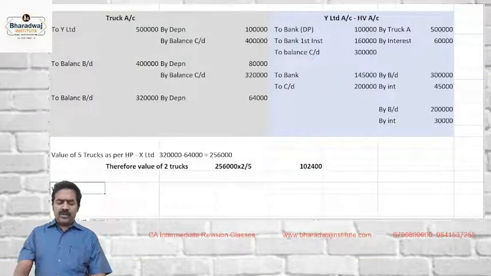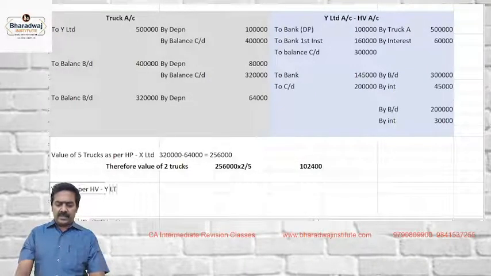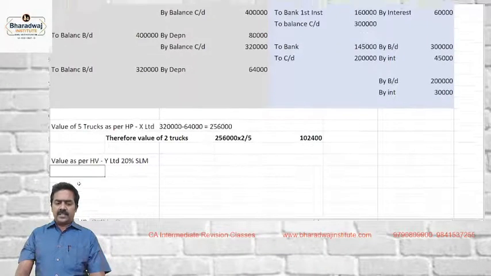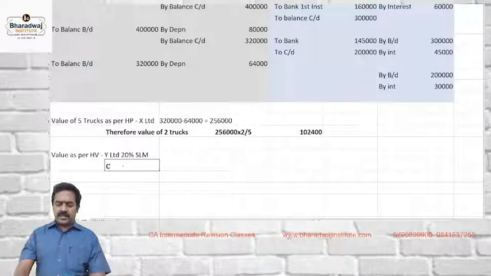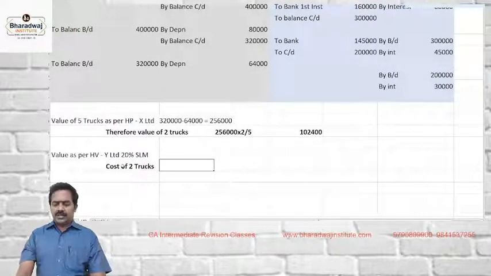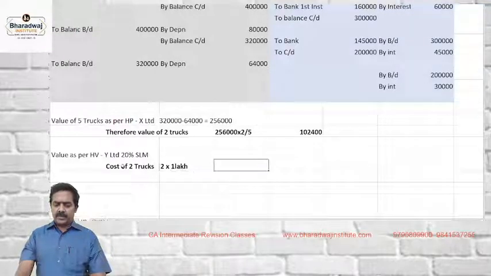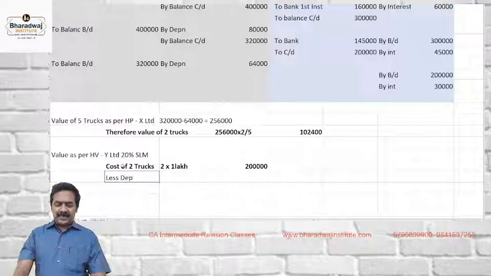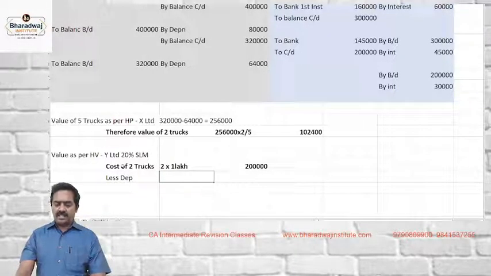Now we have to value as per what? Hire vendor. That is Y Limited. They are following which method? 20% SLM. Pay attention for 2-3 minutes and you can take it up. Cost of 2 trucks. What is the cost of 2 trucks? 2 into 1 lakh. How much? 2 lakhs then. Less depreciation, straight line method.